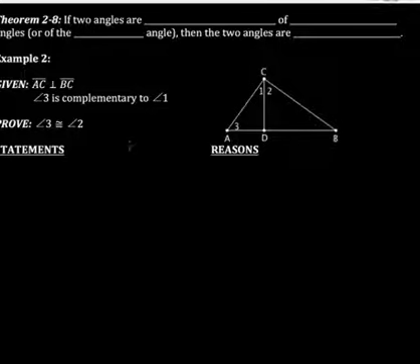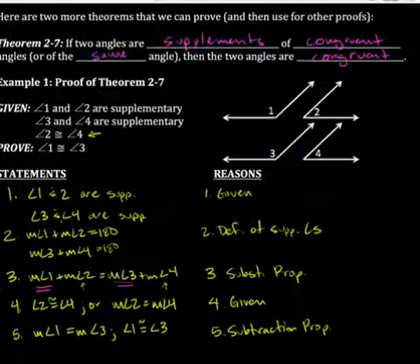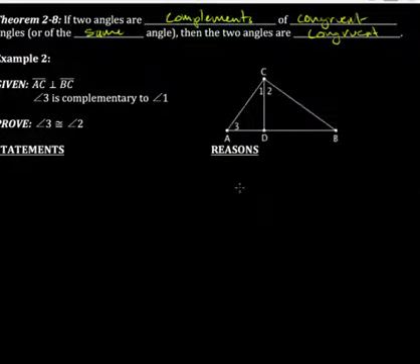Now lastly, we're going to try this proof. And this one is a proof of theorem 2-8, which is similar to 2-7. It says that if two angles are complements of congruent angles, or of the same angle, then the two angles would be congruent to each other. So you can see it's really the same statement, the same theorem as we had in 2-7, only changing supplements to complements. So it's the same idea.